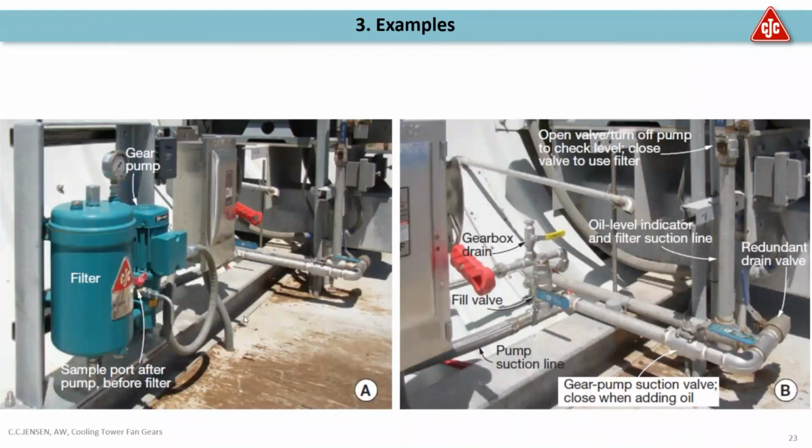Here's an example from an installation on a wet cooling tower. You can take your oil sample here. It looks very similar to the one at the ACC gear. You can install either a 3-way valve or an assembly here with 2 valves on the suction side of the filter pump and actually draw fresh oil through the filter into the gearbox while it's running.